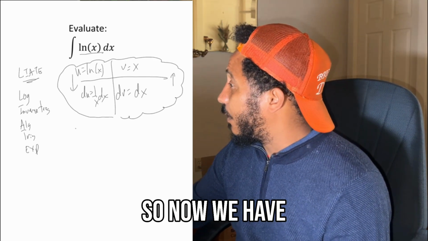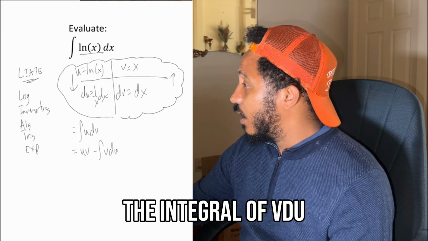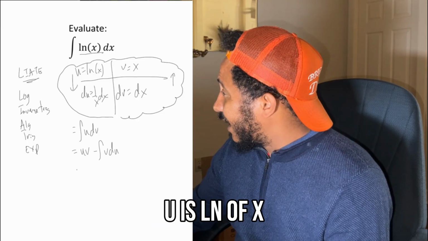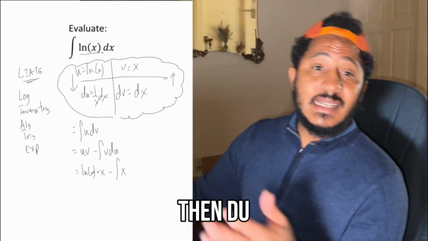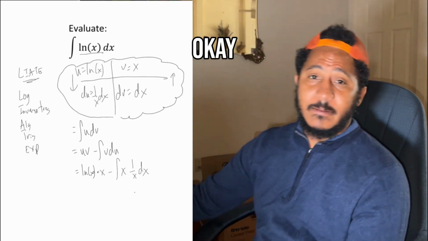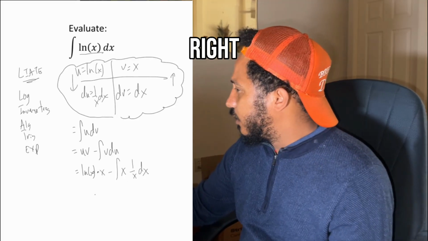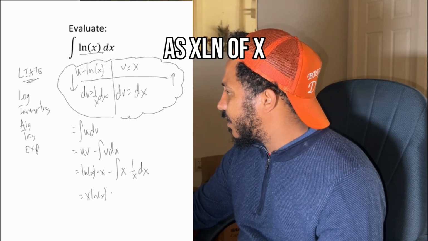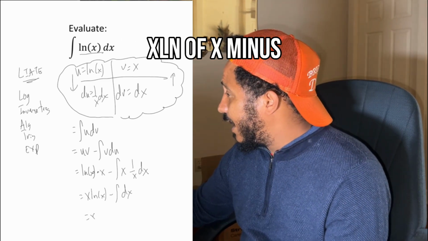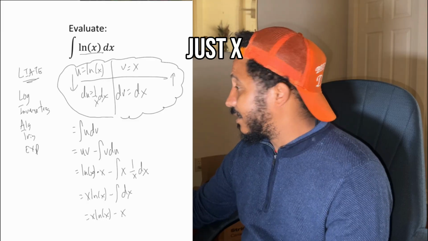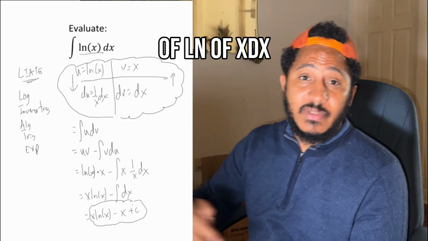So there's our sub-bubble. And now we put them in a part. So now we have the integral of u dv, which is uv minus the integral of v du, ultraviolet voodoo. That would give us u, which is ln of x, times v, which is x, minus the integral of that same v, which is x, and then du, which is 1 over x dx, okay? And now hopefully it's an easy integral to integrate. Well, it is, because x times 1 over x simplifies to just 1, right? So we get x ln of x minus the integral of just 1 dx. The integral of 1 dx is just x, okay? So this would be x ln of x minus just x. Now that we're done integrating, don't forget the plus c, okay? So that would be the evaluation of the integral of ln of x dx.